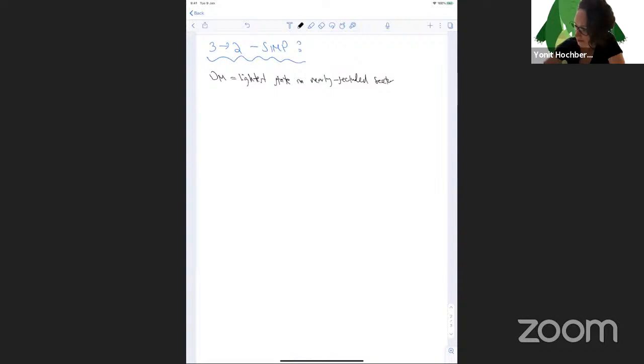And let me also give you a reference for this before we move forward. This idea for the SIMP is something that I put out a few years back together with Eric Kuflik, Tomer Volansky, and Jay Wacker.